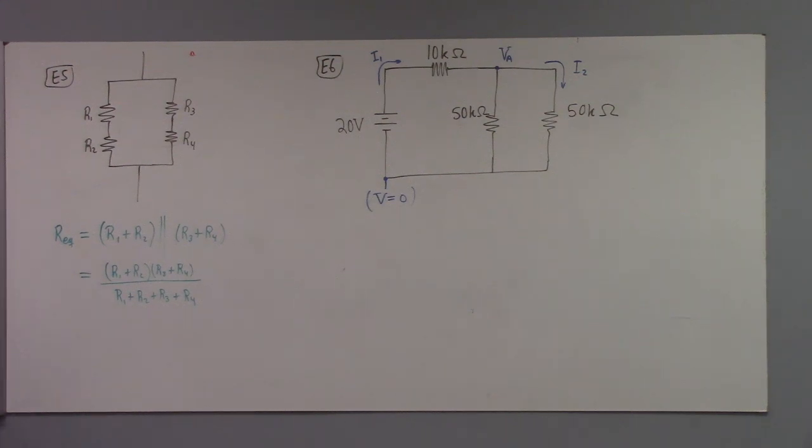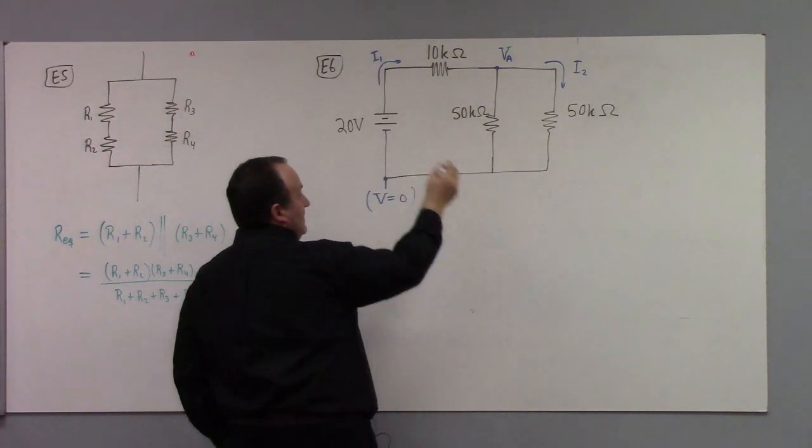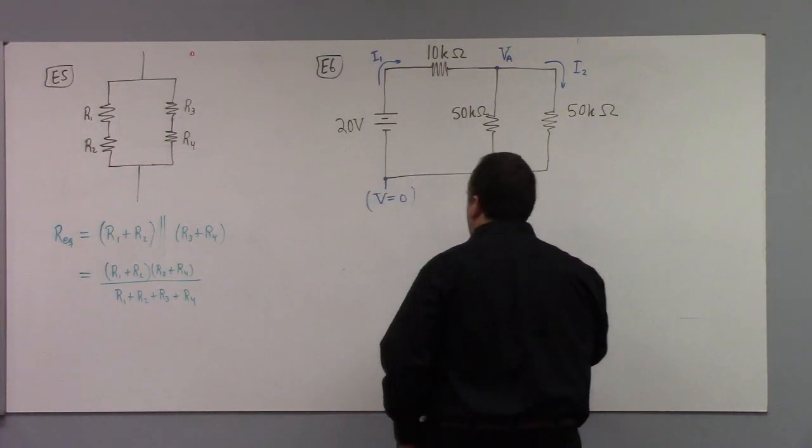Okay. So those are the questions I'd like to answer: the voltage at A, the current I1, and the current I2. All right. So I'm going to take the problem we're given and replace it with the equivalent resistance. What's the equivalent resistance for these three?